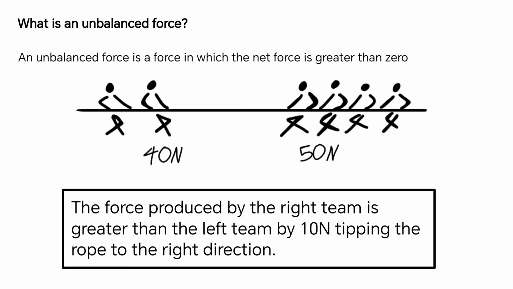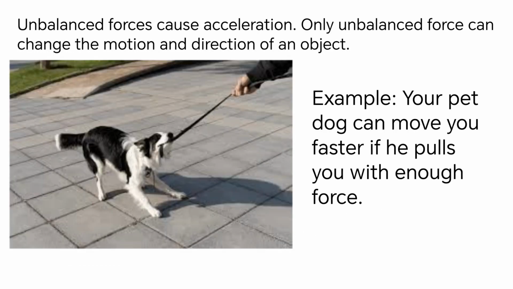What is an unbalanced force? An unbalanced force is a force in which the net force is greater than zero. The force produced by the right team is greater than the left team by 10N, tipping the rope to the right direction. Unbalanced forces cause acceleration. Only unbalanced force can change the motion and direction of an object. Example: your pet dog can move you faster if he pulls you with enough force.